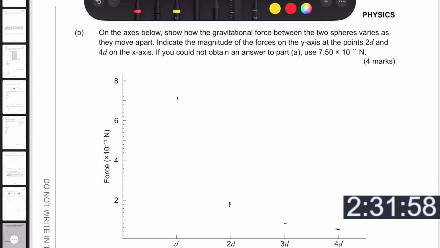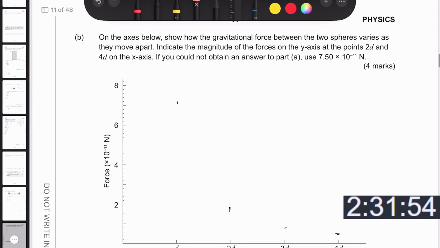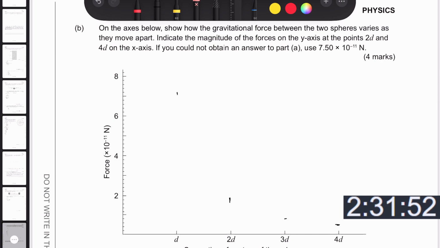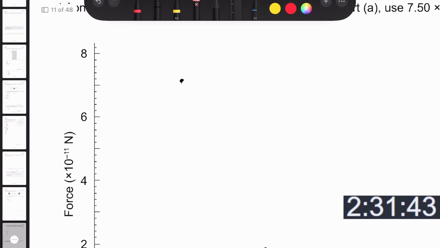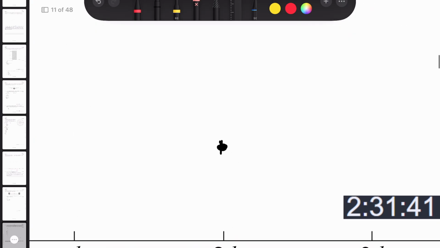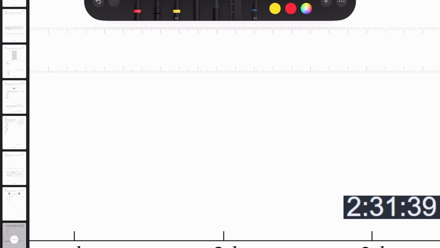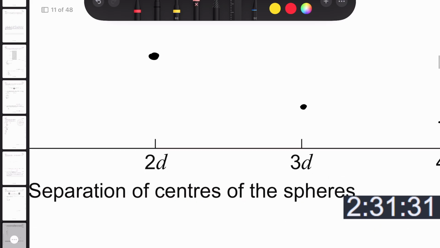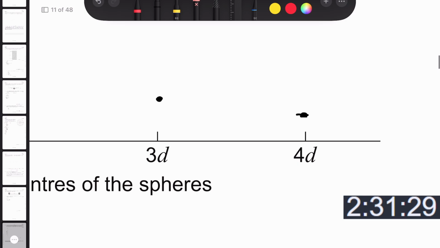Indicate the magnitude of the force at 2D and 4D to obtain an answer. So I guess let's draw a reciprocal graph. Maybe if I make these more like spheres, it's probably a bit nicer. Oops, did not mean to get rid of both of them. Go away ruler, just like that. You need to be a dot, and you need to be a dot.